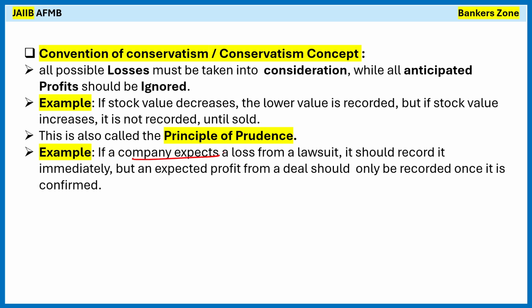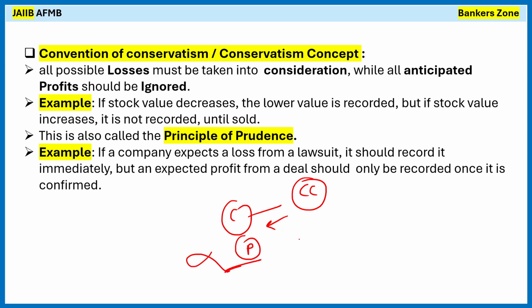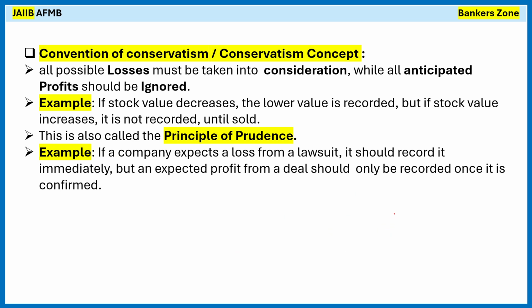So if the company expects a loss from the lawsuit, it should be recorded immediately. But if the company is expecting any profit from the deal, that should not be recorded, or it is only recorded if it is confirmed. Okay. Very easy to remember. For example, you will get the idea, right? Your company's court case is pending. If the court orders in your favor, it is a profit for you, but you should not record it. If the court does not order in your favor and orders a fine on your company, then you have to make a provision as a loss. Okay. So simply, this is the convention of conservatism.